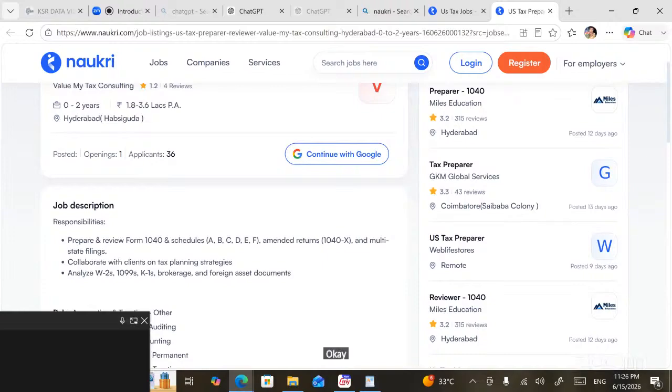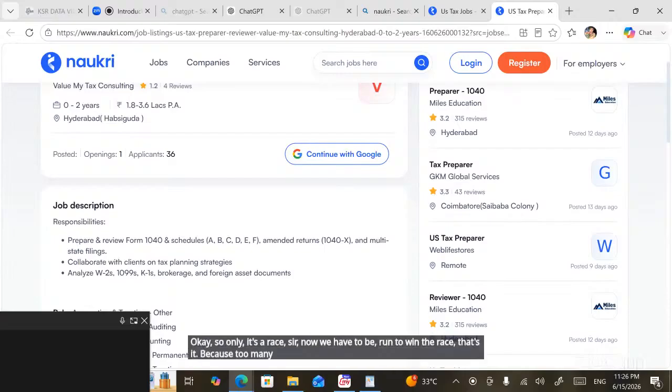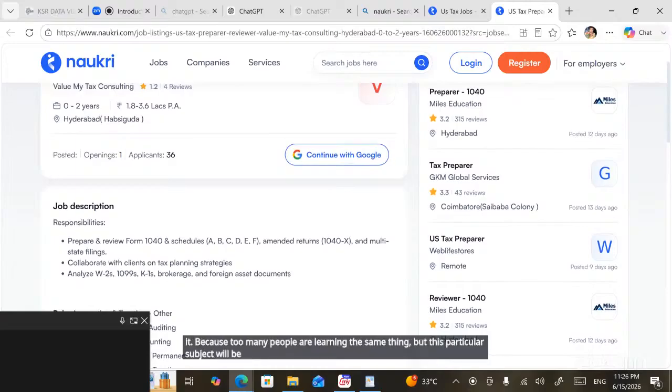Okay, it's a race, sir. Now we have to run to win the race, because too many people are learning the same thing. But this particular subject will have very little competition, I can say almost no competition. Enrolled agent.